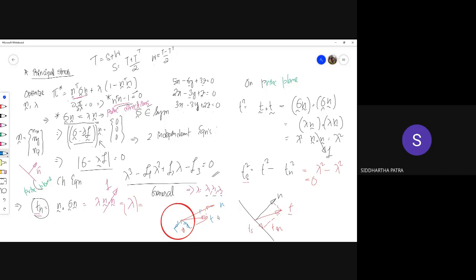So on a principal plane, now this statement is very important. On a principal plane, the traction can simply be represented with a single number, and that number is your eigenvalue, or also known as your principal stress. Let's say this is your lambda one. That means this is the first eigenvalue that you have taken.